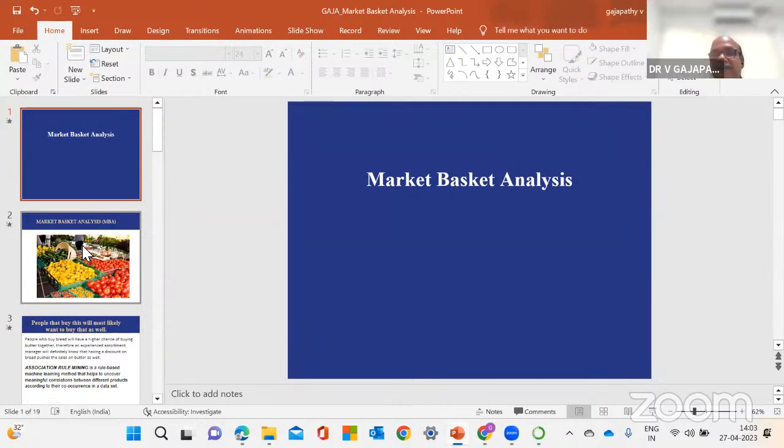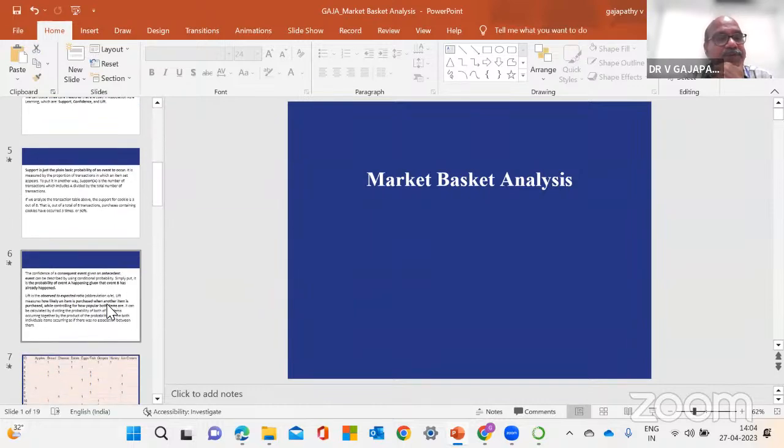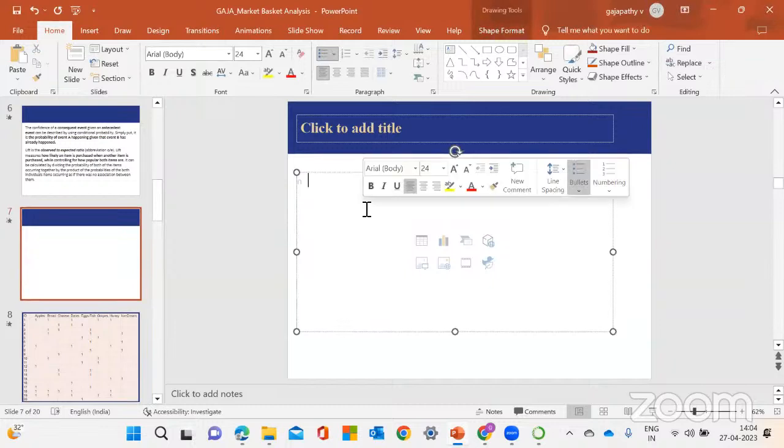This is market basket analysis. Basically, we can call it market basket optimization. This is using association rules, and the familiar package or library is Apriori. We will see how it works. But this market basket analysis has huge benefits. Just I would like to show you, for example, this is the scenario.